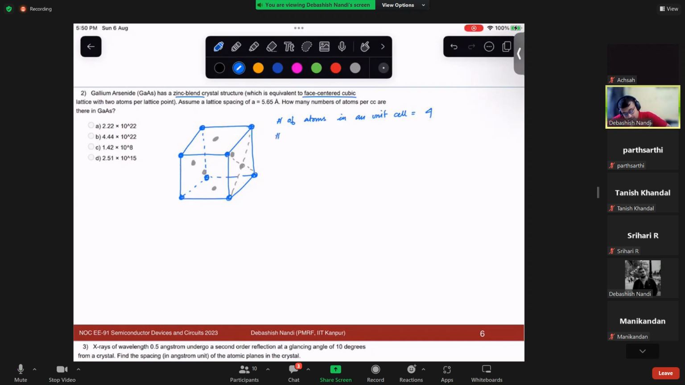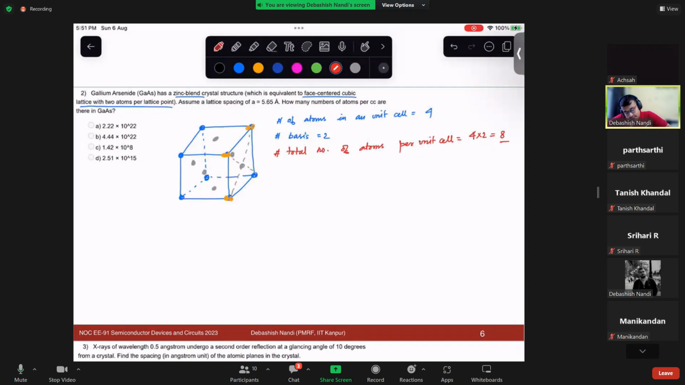So what is the basis? A lattice with 2 atoms per lattice point. So the basis is 2, which means here you have 2 atoms at each location. So what would be the total number of atoms per unit cell? Per unit cell it is nothing but 4 into 2, that is 8.